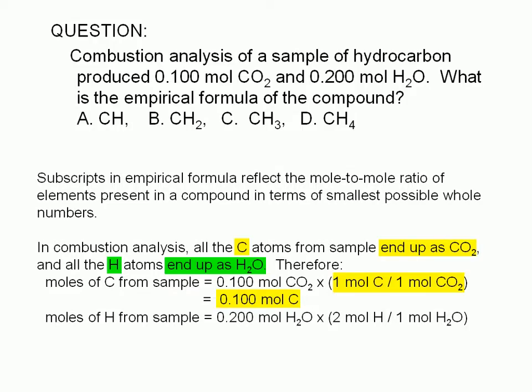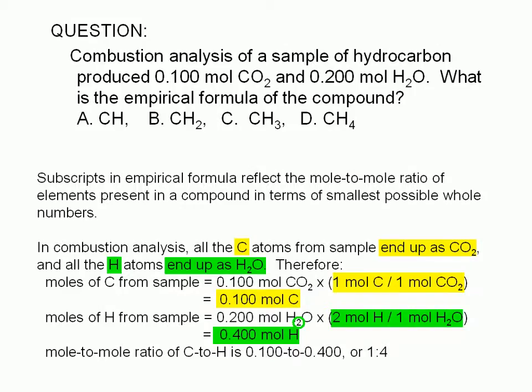Similarly, since the subscript of hydrogen in the formula for water is 2, we know that there are 2 moles of hydrogen in 1 mole of water. And we can use this information to convert moles of water to moles of hydrogen. 0.200 moles of water obtained from the combustion must have come from 0.400 moles of hydrogen atoms.